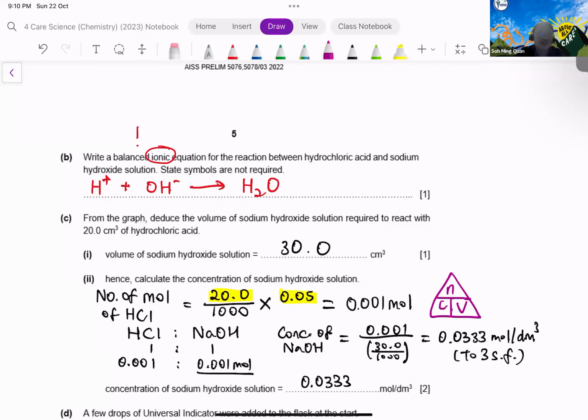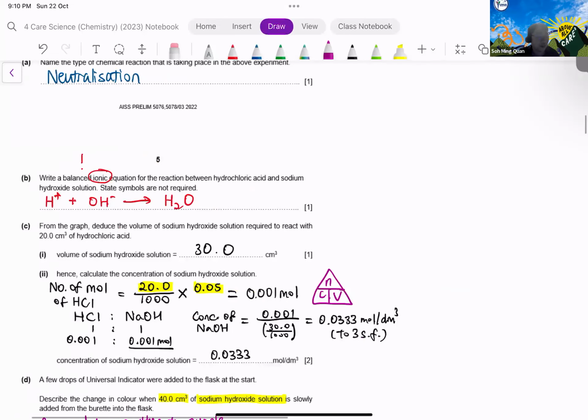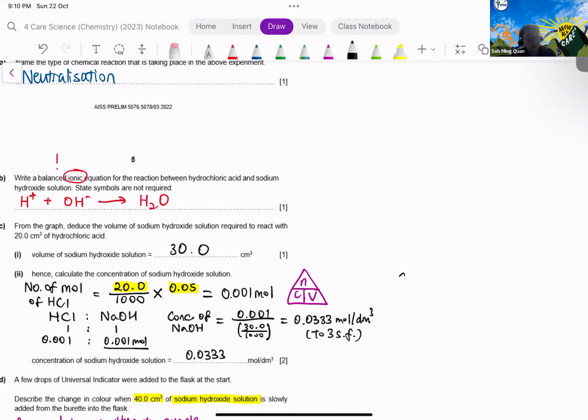Okay, to 3 SF. Clear? Now I'm going to ask a separate question from this. You have already calculated the concentration of sodium hydroxide, but how about calculating the concentration of NaCl at the end point? What is the concentration of the salt, sodium chloride, at the end point of the titration?